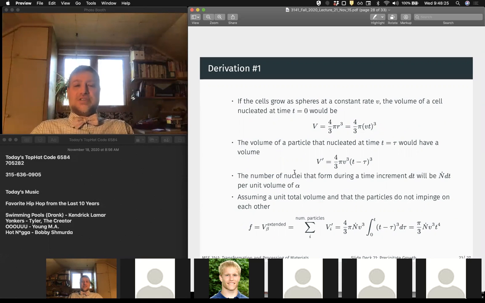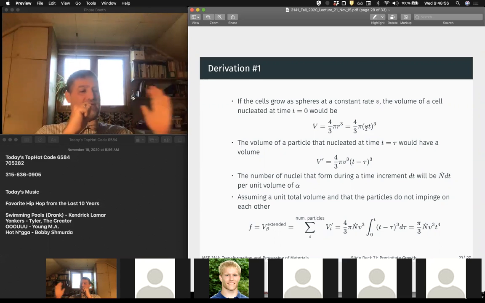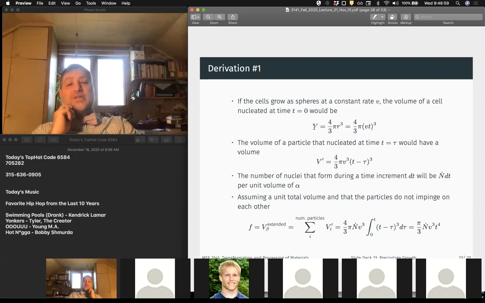The derivation is actually really straightforward. If the cells grow as spheres at constant velocity, let's think about if we nucleate a sphere at time 0. The volume of this sphere is just 4/3 pi r cubed. The radius is given by the velocity of this interface times the time, how far this interface has moved. So that means the volume as a function of time is just 4/3 pi v cubed t cubed.